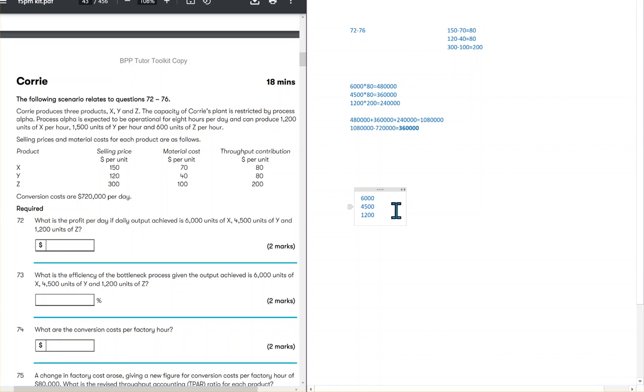So if 6,000 units of X are produced, how much time should it take? Divided by 1,200, it should give us about 5 hours.